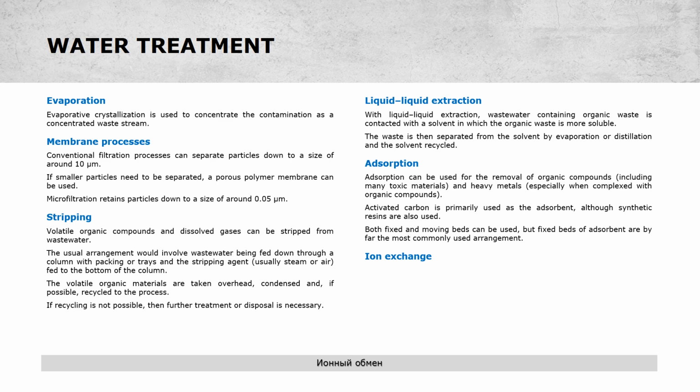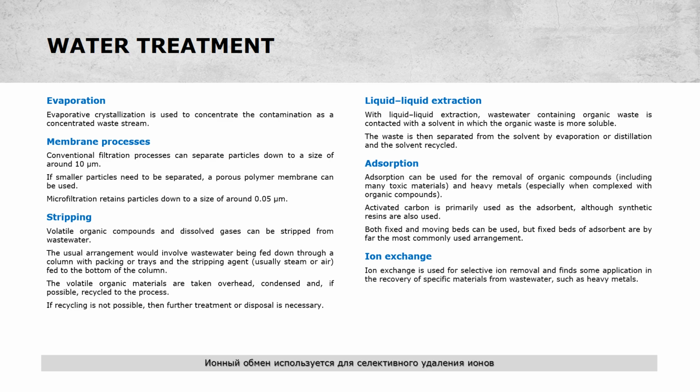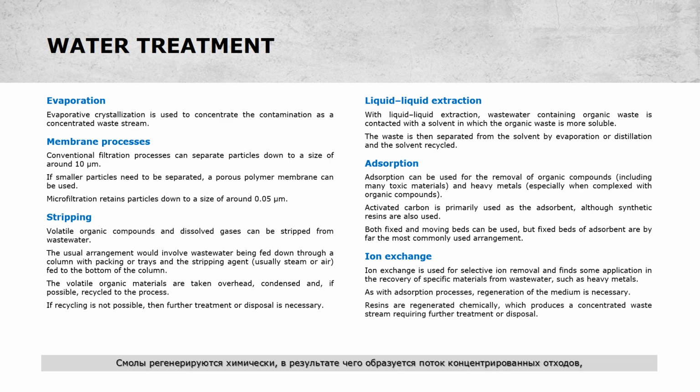Ion exchange. Ion exchange is used for selective ion removal, and finds some application in the recovery of specific materials from wastewater, such as heavy metals. As with adsorption processes, regeneration of the medium is necessary. Resins are regenerated chemically, which produces a concentrated waste stream requiring further treatment or disposal.